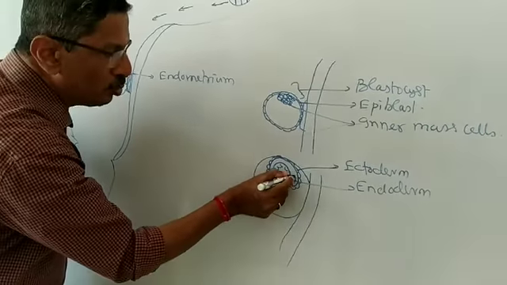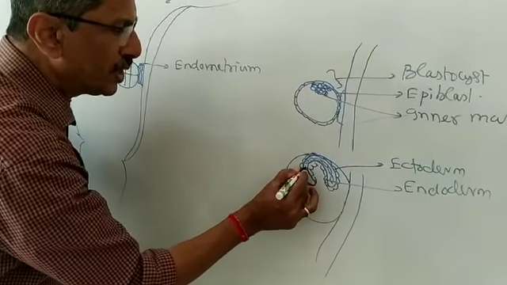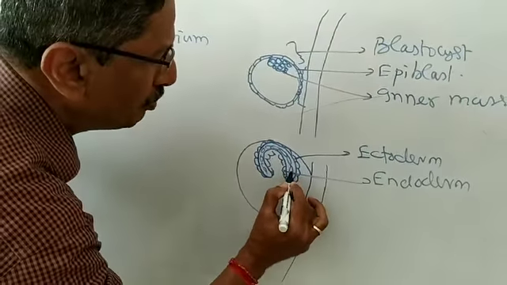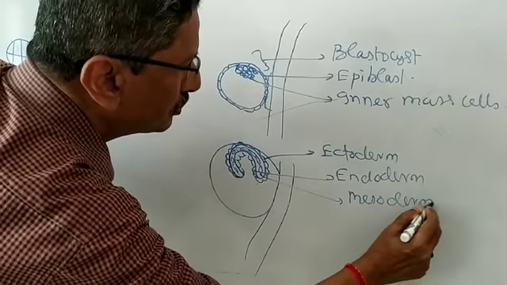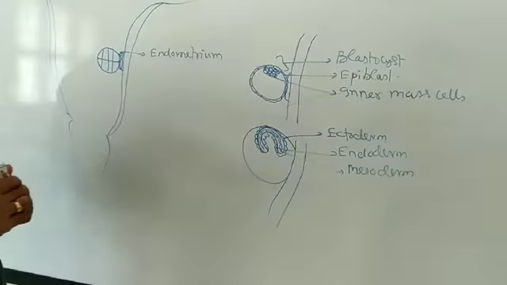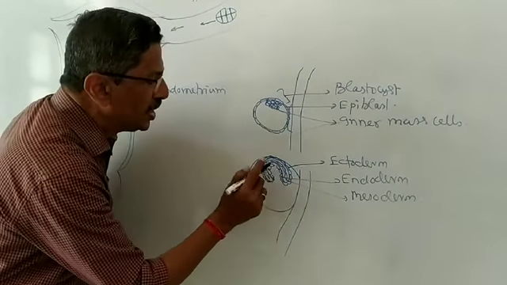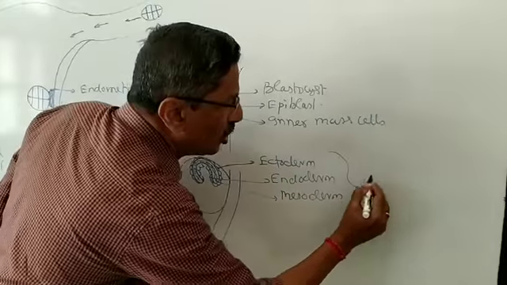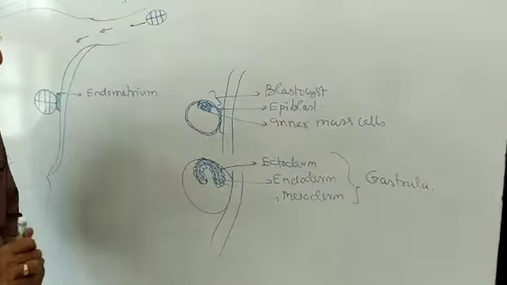But slowly one more layer of cells will be formed in between. Here also one more layer will be formed. So the middle layer is called mesoderm. Okay, so 3 layers are formed. Now it is also a hollow ball-like structure. Here a cavity is present. Now this structure is called gastrula.